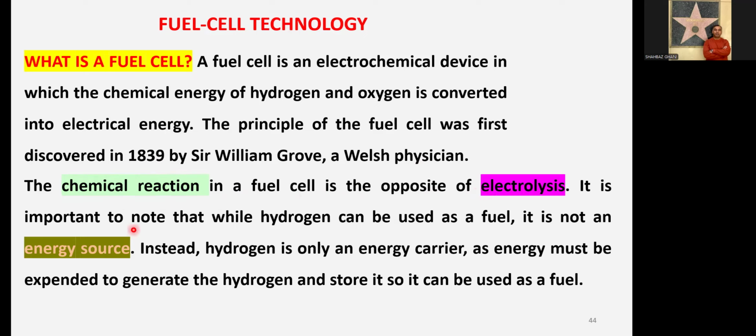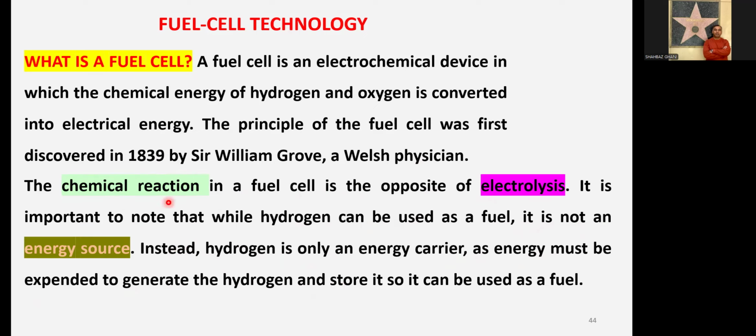It is important to note that while hydrogen can be used as a fuel, it is not an energy source. Instead, hydrogen is only an energy carrier, as energy must be expended to generate the hydrogen and store it so it can be used as fuel.